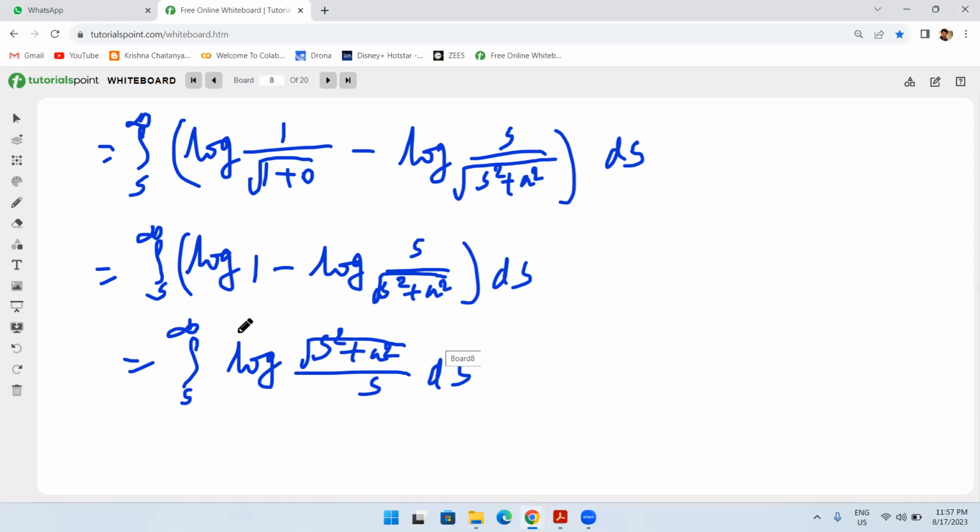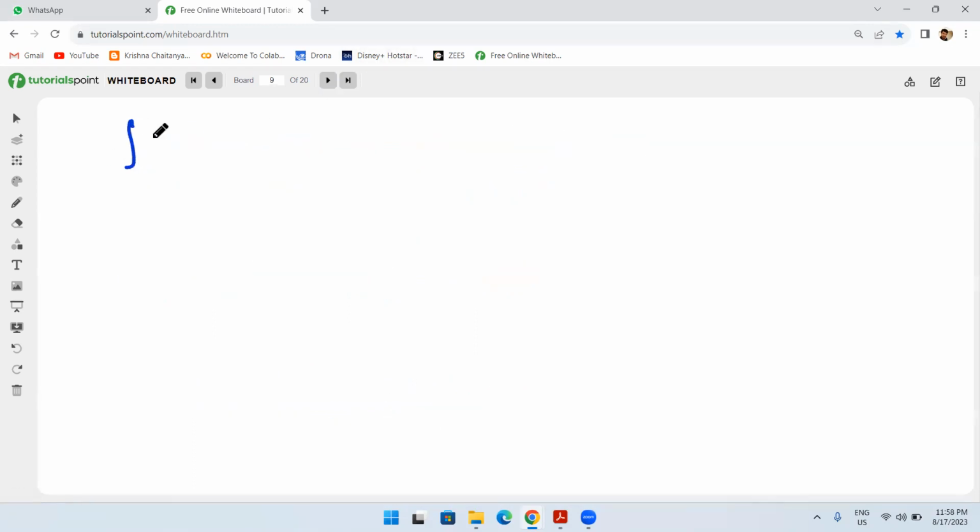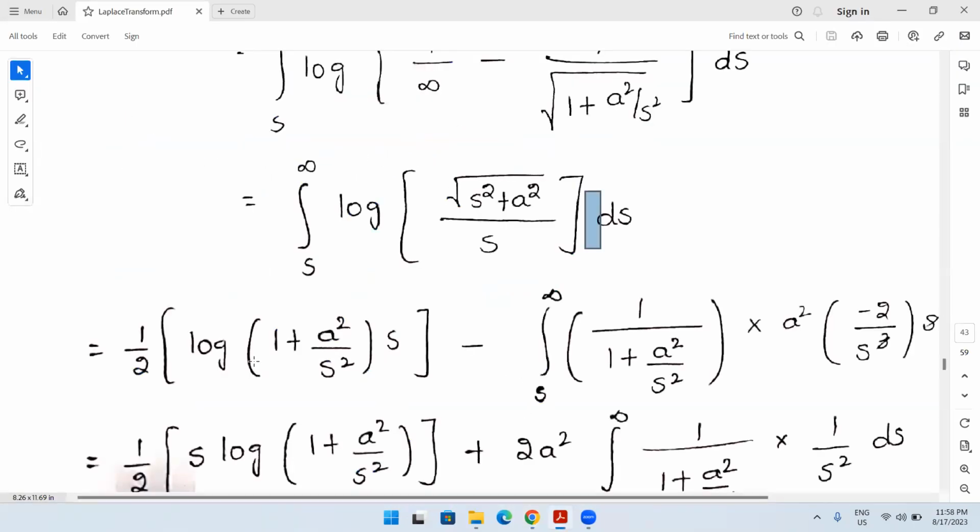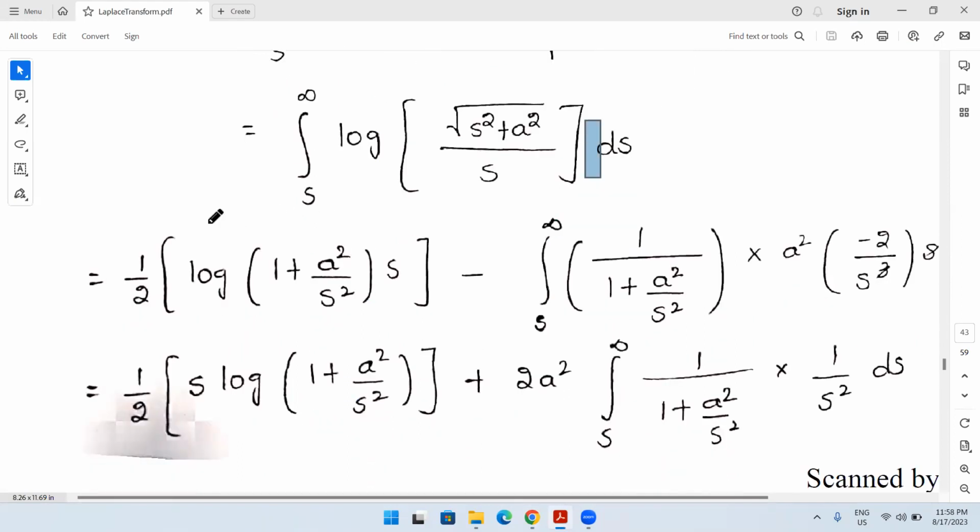To integrate this, we take log of this one as u, and 1 into ds as v. Okay, uv form. What is the uv form? Here I'll write the uv form. Integral uv is nothing but u into the integral of v minus integral of u dash into the integral of v, whole integration. Like this. U is log, v is 1. Okay, u is log, v is 1. U, what is u? Here, what do we get?